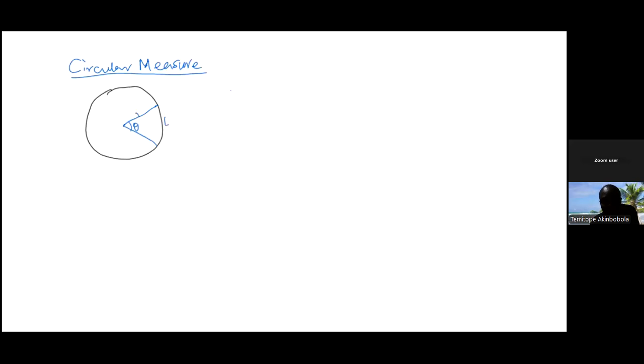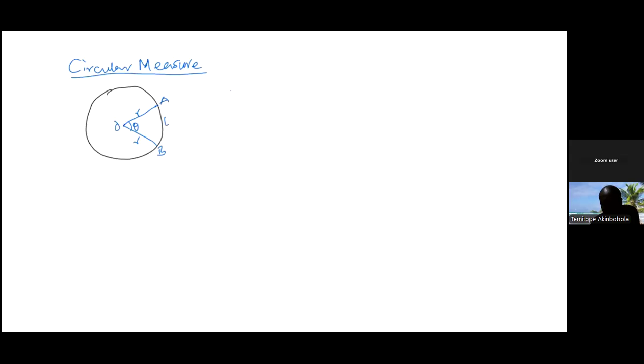Now, let's say this is O, this is A, and this is B. So OA and OB are both radii, and arc AB has length L. Is that clear? Yes, sir.